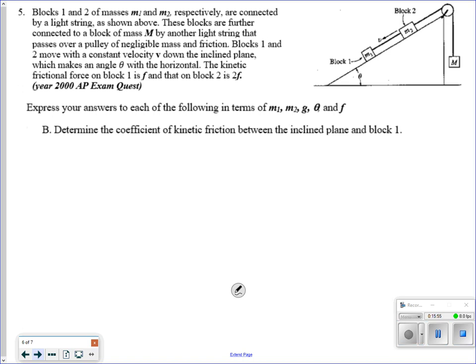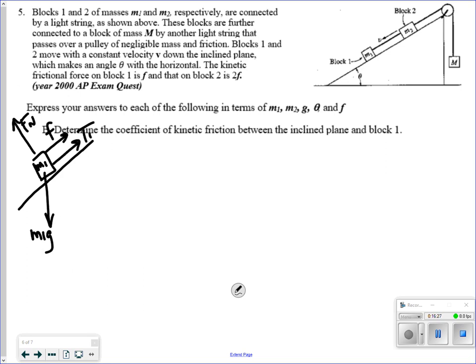Okay, determine the coefficient of kinetic friction between the inclined plane and block number 1. Alrighty, so I'm going to redraw this free body diagram that I had going on here, and then I'm going to start breaking things up. So this is M1. I've got M1G going this way, normal force going this way, friction, tension number 1.